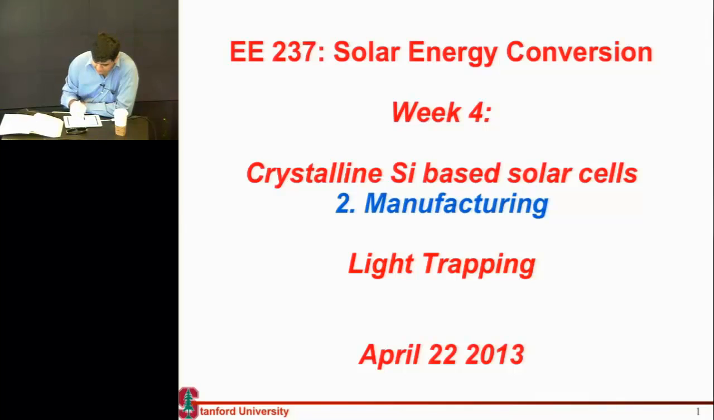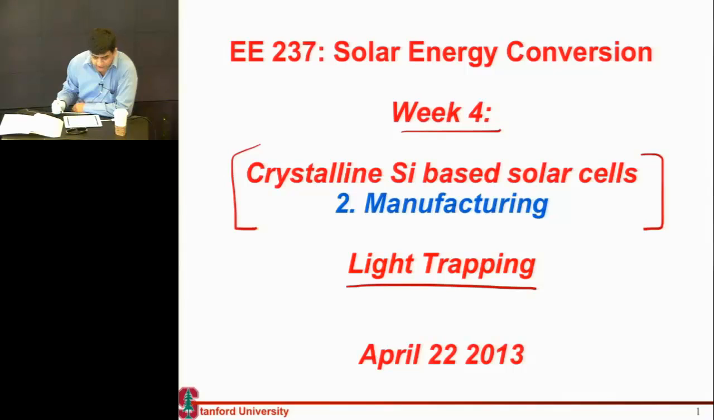So this is week 4 and I want to finish up on the manufacturing and the module assembly of the silicon based solar cells, and then we'll start this new topic of light trapping, and I've kept around 15-20 minutes for discussing the problem set too, so hopefully you had a chance to take a look at that.